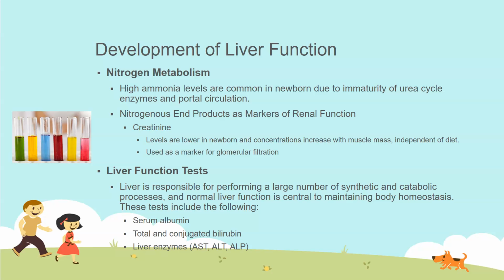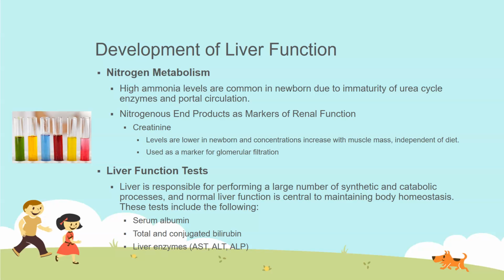And so for that, creatinine is a nitrogenous end product, and it's related to muscle mass. So levels of creatinine are always going to be lower in newborns, but then the concentration should increase as the muscle mass increases, independently of their diet. Other nitrogenous end products, such as blood urea nitrogen, are dependent on diet. And so therefore creatinine can be used as a marker for glomerular filtration to assess the renal function in pediatric patients.